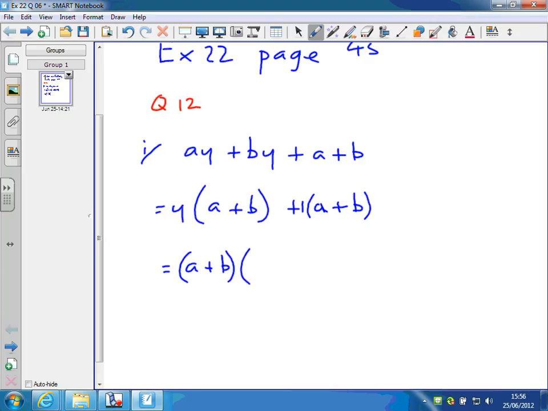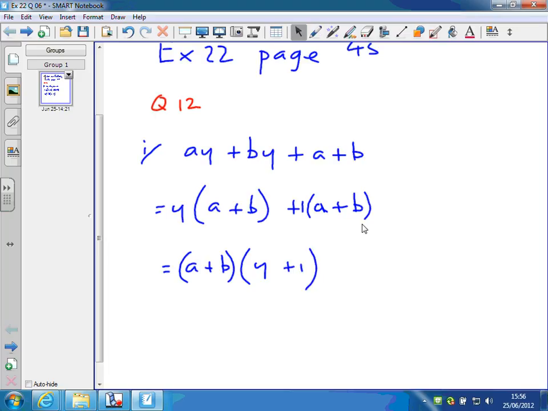What have I got to times a plus b by to get a plus b times y? y. What have I got to times a plus b by to get this second term? 1, because one lot of a plus b is a plus b. So, plus 1.